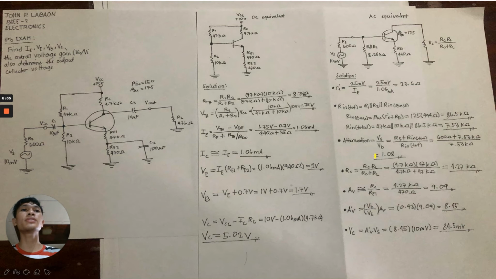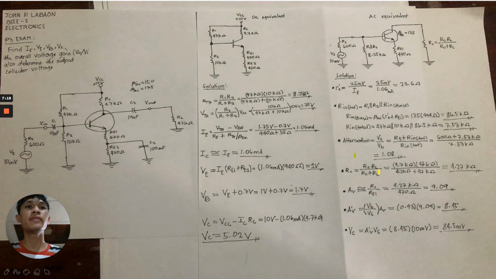Now, the attenuation from source to base. We need to get the attenuation from source to base, which is equal to source voltage over base voltage, or input voltage over output voltage. That is equal to source resistance plus the total input resistance over the total input resistance, which is 600 ohms plus 7.53 kilo ohms over 7.53 kilo ohms. So our attenuation is 1.08.